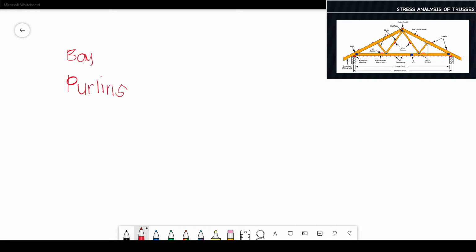Although the walls and the purlins assist in maintaining longitudinal stability, additional bracing is usually necessary.